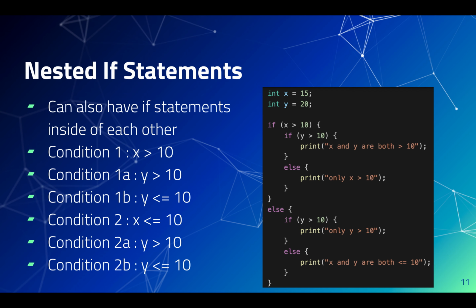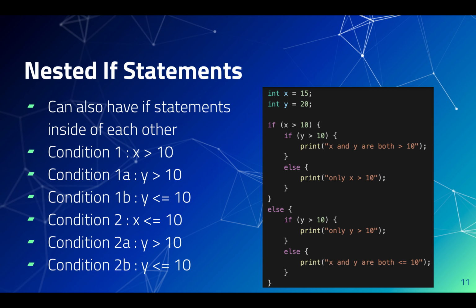Now you can also have nested if statements. So let's say you had 2 integer variables x and y, which are equal to 15 and 20 respectively. You use an if statement to check if x is greater than 10, and if it is, then you move on to the condition inside of it, which is whether or not y is greater than 10. If y is greater than 10, then print that both values are greater than 10.